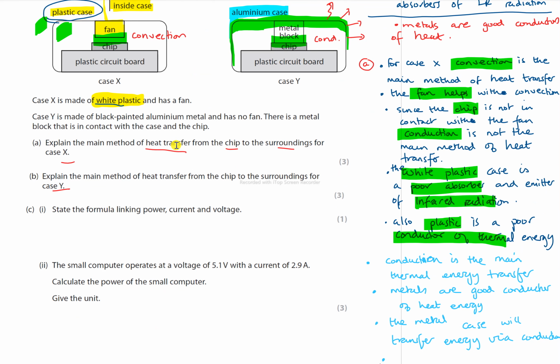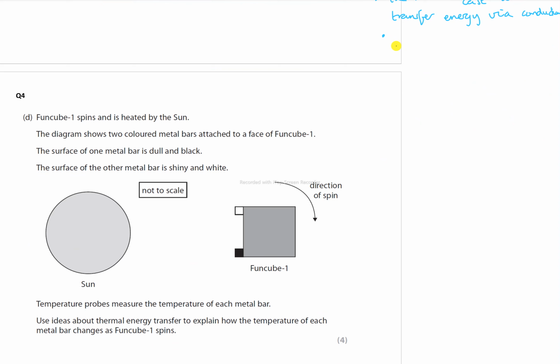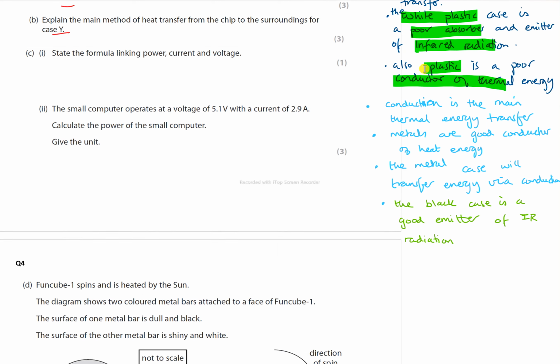What have they said? Right here, the aluminium is painted black. It's not silver, it's aluminium painted black. Right, and we said earlier, so let's just use that. So the black case is a good emitter of infrared radiation. Yeah, so will help with the energy transfer. That'll do it.